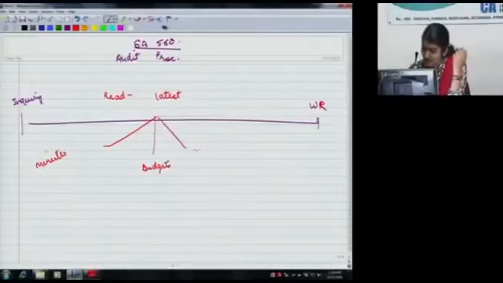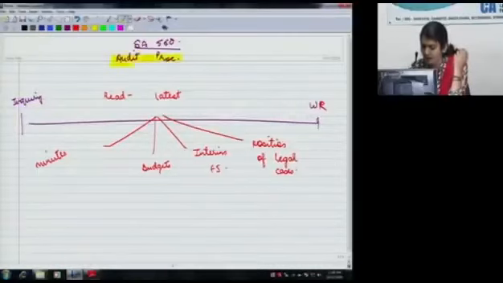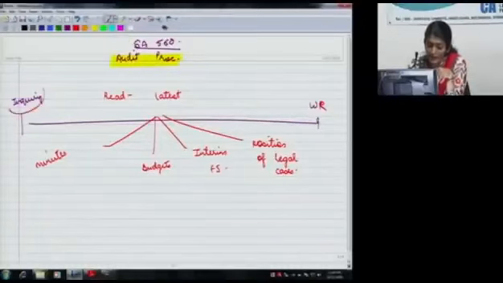Then we said the interim financial statements and also the latest position of the legal cases. Right? So those were the audit procedures to identify subsequent events. And what inquiries of the management will you do regarding subsequent events?